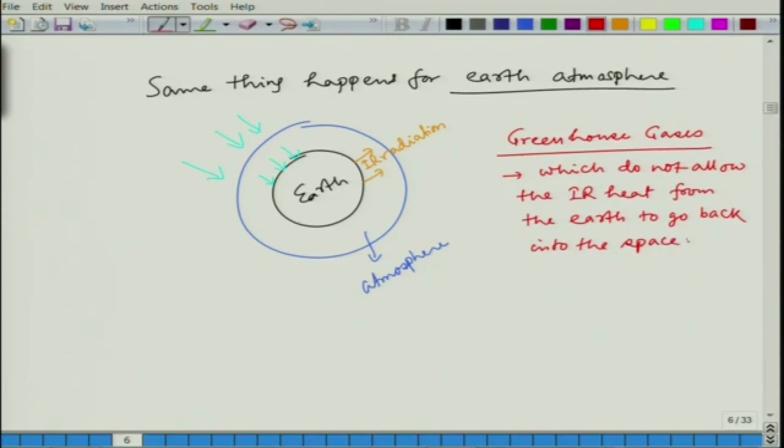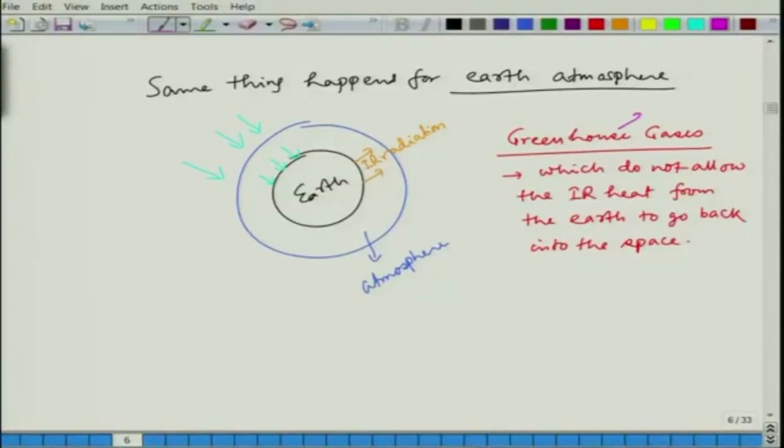Usually for a clear sky and less polluted atmosphere, this infrared radiation can go back. But if you have a lot of greenhouse gases, mainly the major ones are carbon dioxide and methane.